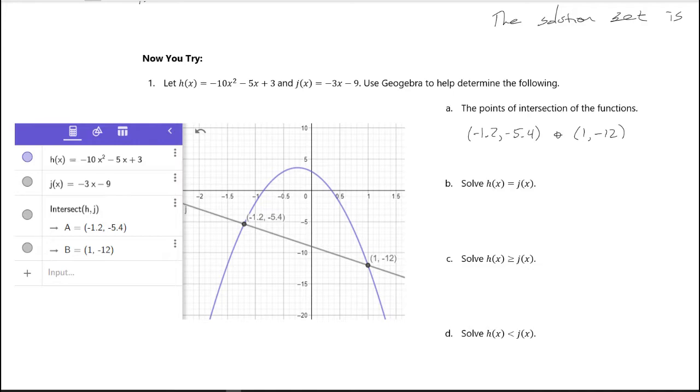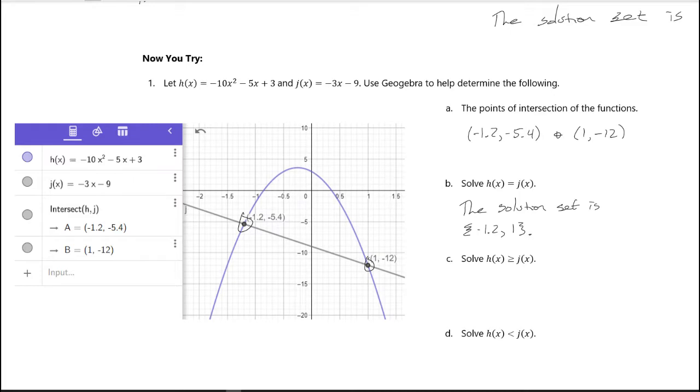So if we're looking for solving h of x equals j of x, we can say the solution set is the set containing the numbers negative 1.2 and the number 1. And we know that because if x is either of those values, then the outputs of both functions will be the same. If x is negative 1.2, then both functions will output negative 5.4. So that's where the two functions are equal to each other in their outputs. For that x value, we'll get the same outputs in both. If x is 1, both functions output negative 12. So 1 is also a solution to h of x equals j of x.